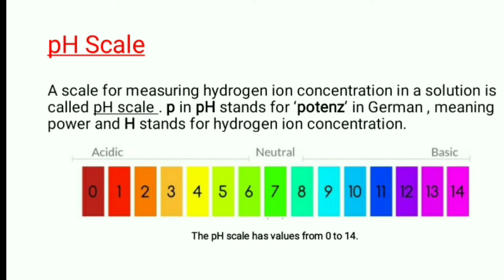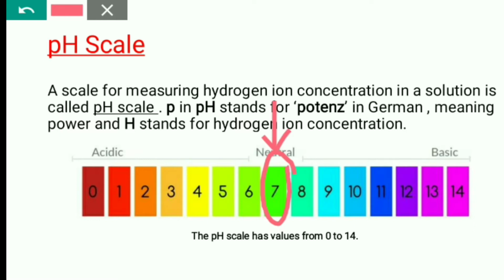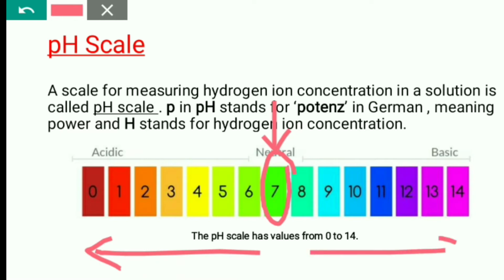See students, as we move from 0 to 14, I'll explain simply. This 7 is considered as neutral. If the pH comes out to be 7, the solution is considered to be neutral. Towards the left side, we have acidic, and towards the right side, we have basic. Now, how can you get to know whether the solution is acidic or basic or neutral? We just need to simply dip this pH scale in the solution.